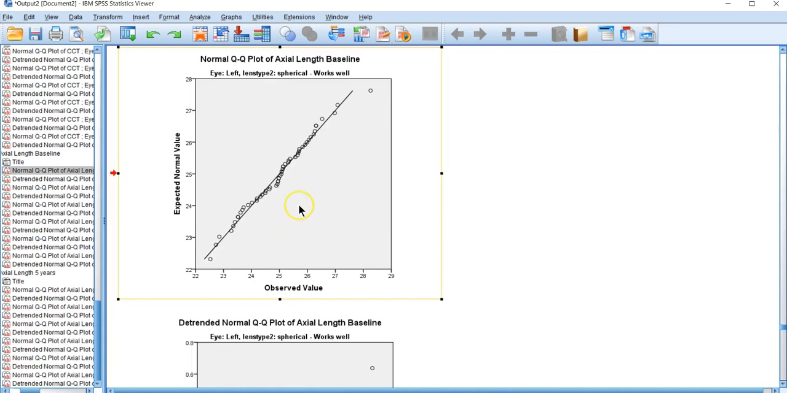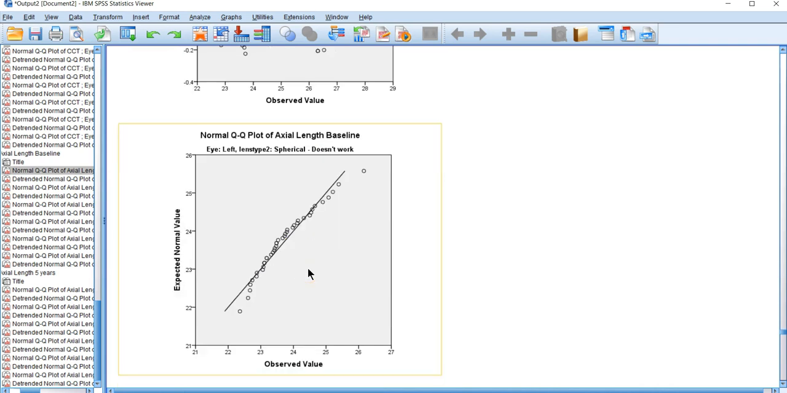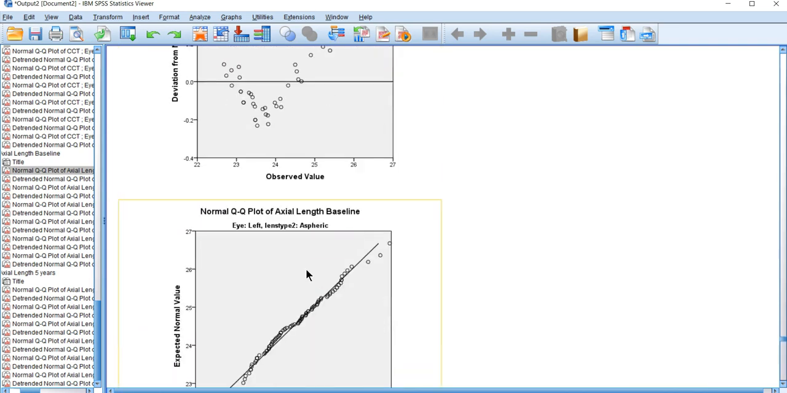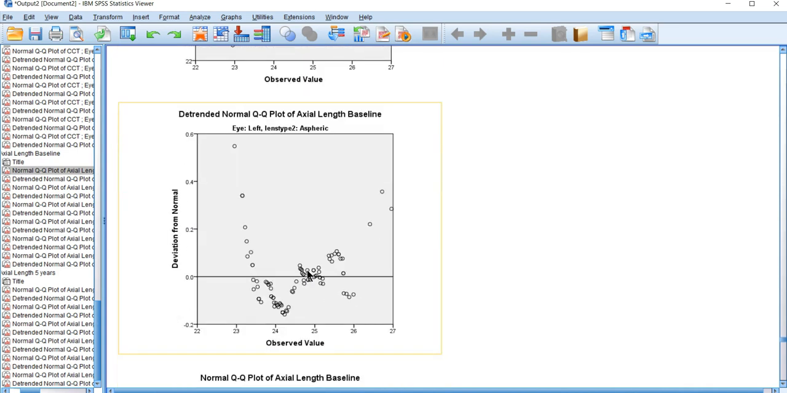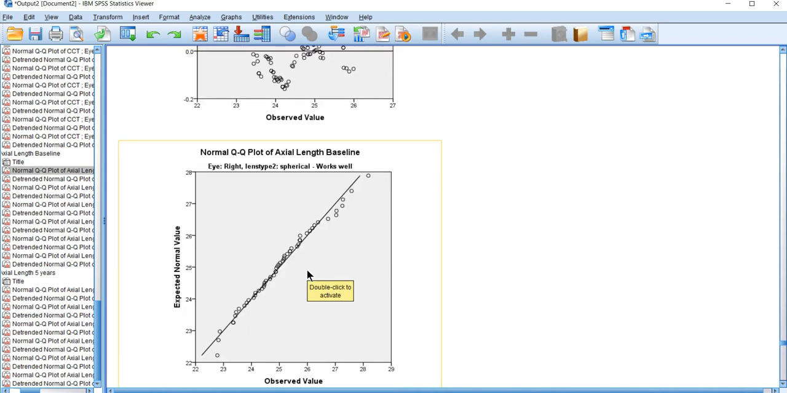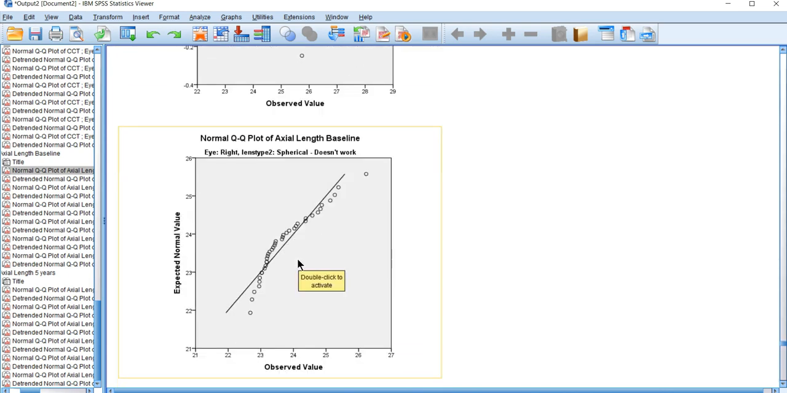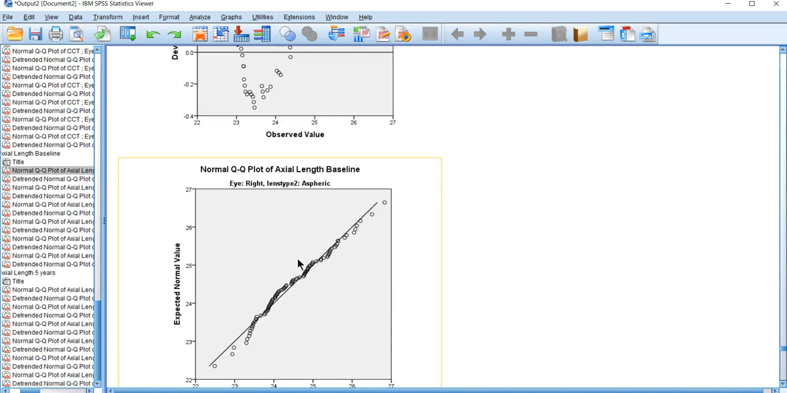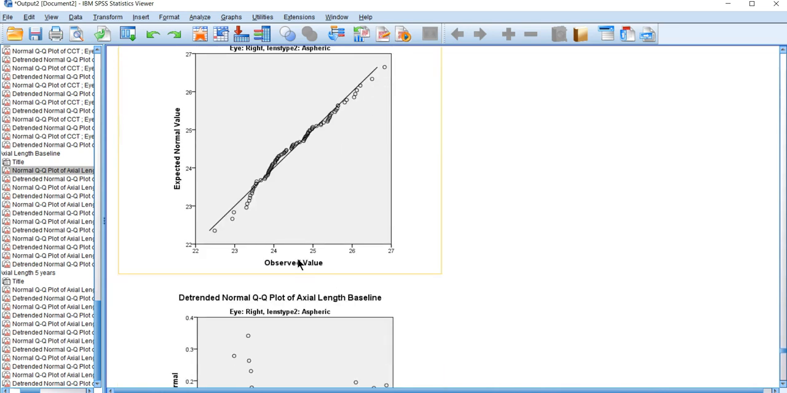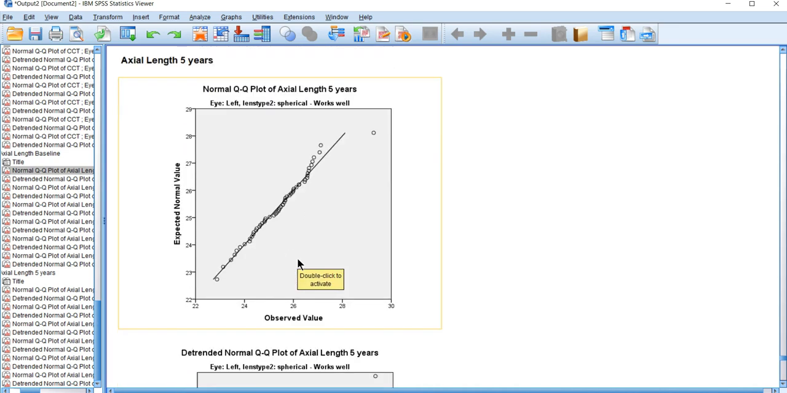And this is the spherical works well. Spherical doesn't work well, a little skewed. Aspheric, also a little skewed to the right. Not too bad though. This is the right eye. Doesn't work well. And aspheric. So it looks like the doesn't work well is a little bit skewed to the right.